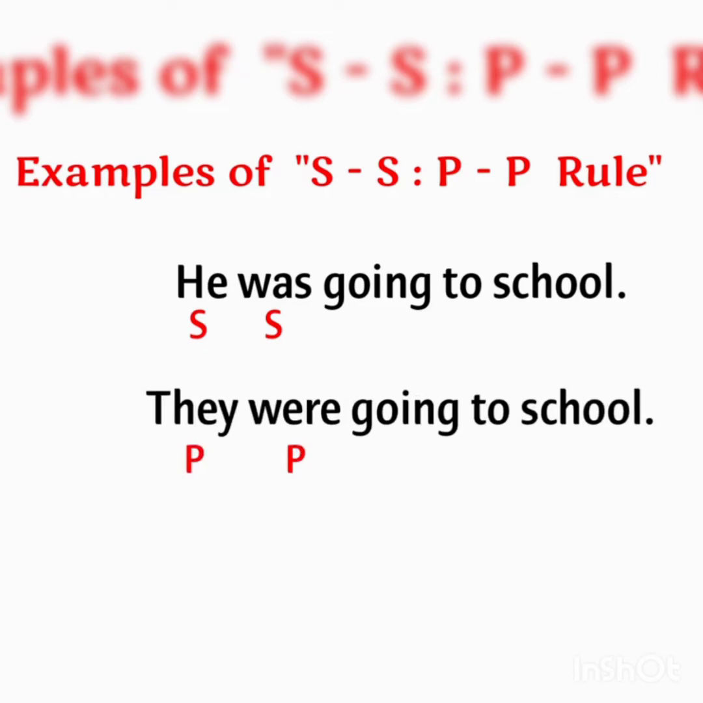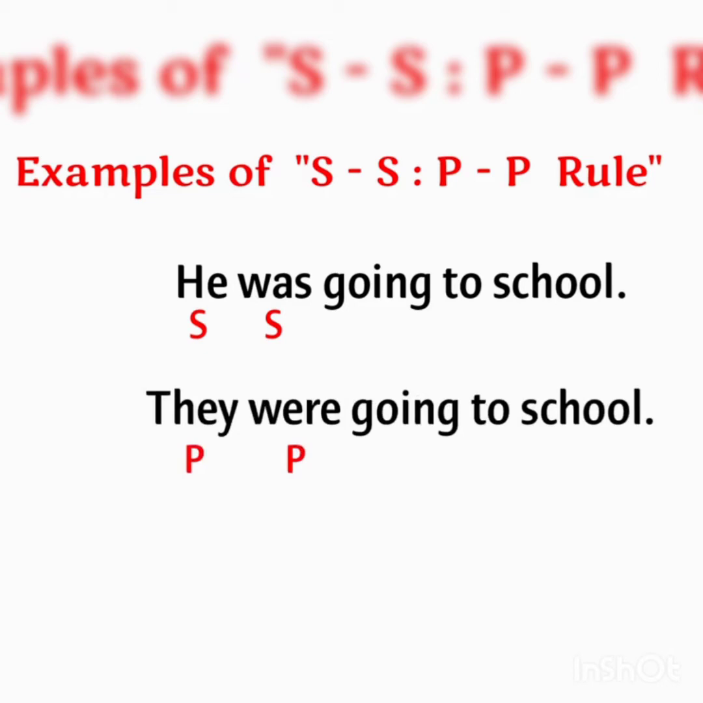Both the sentences are absolutely correct. Why? Let me tell you. He was going to school. The subject he is a singular subject. Was, the verb, is a helping verb. Was is also a singular verb. So he, a singular subject, as I told you, takes a singular verb. So he, a singular subject, taking a singular verb, was going to school. Absolutely correct. Now let us move to the second sentence.